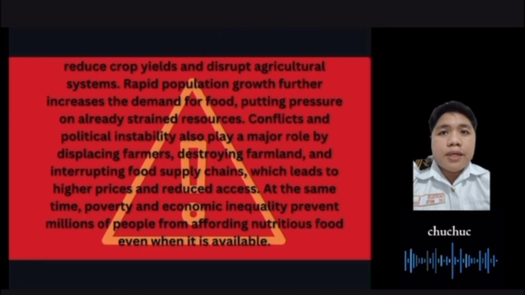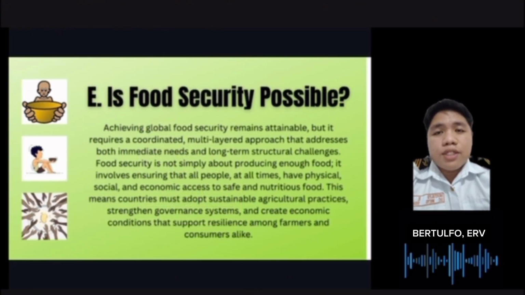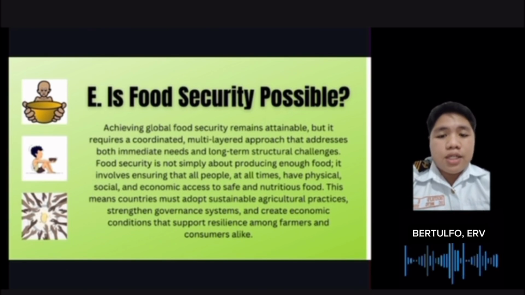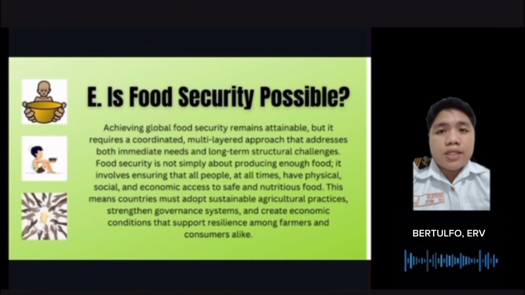Is food security possible? Achieving global food security remains attainable, but it requires a coordinated, multi-layered approach that addresses both immediate needs and long-term structural challenges. Food security is not simply about producing enough food. It involves ensuring that all people at all times have physical, social, and economic access to safe and nutritious food. This means countries must adopt sustainable agriculture practices, strengthen governance systems, and create economic conditions that support resilience among farmers and consumers alike. Sustainable agriculture is essential to this effort.